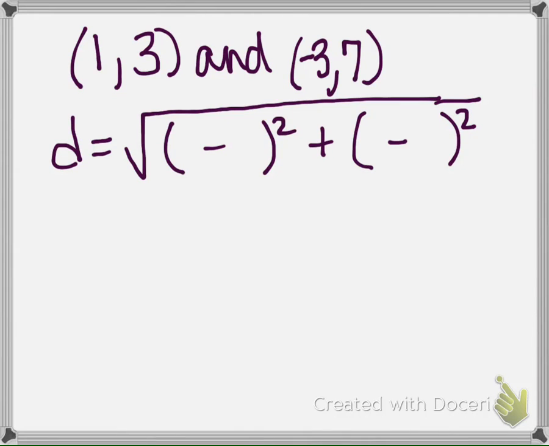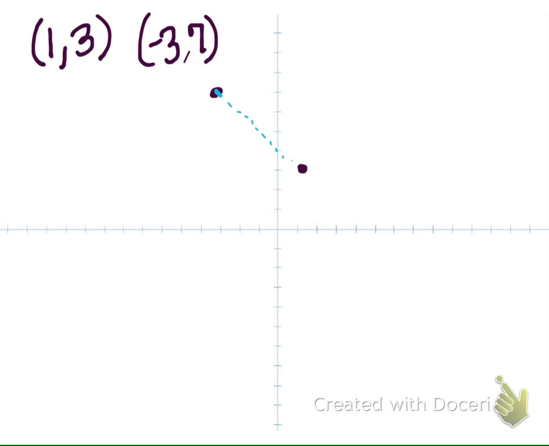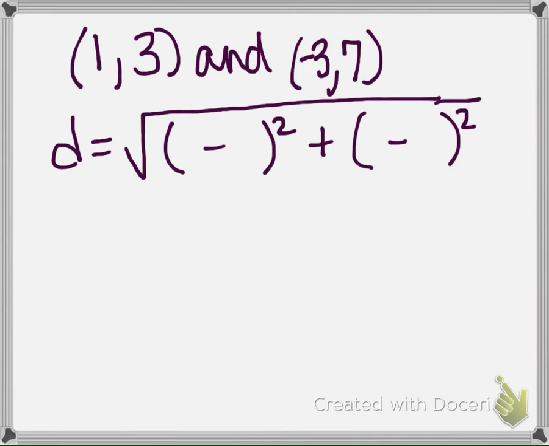Okay, so we need to find the difference between the 2 points. So if we graph the 2 points, (1, 3) and then the other point was (-3, 7), we need to figure out what this distance is right here. So there is a formula called the distance formula, and we need to subtract the x's. So 1 and -3 need to be subtracted, and then we have a 3, the y's need to be subtracted.